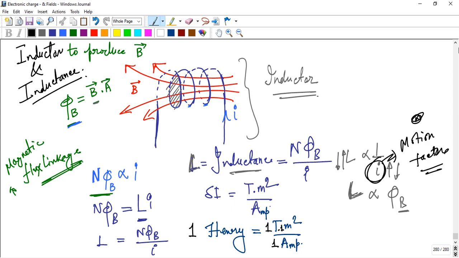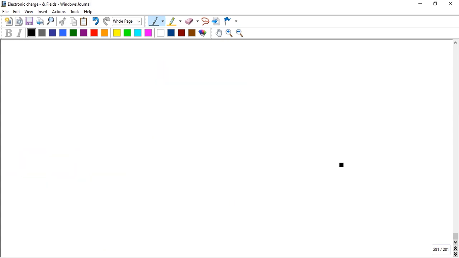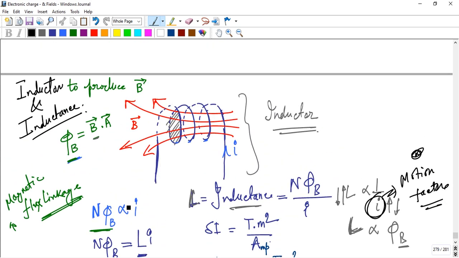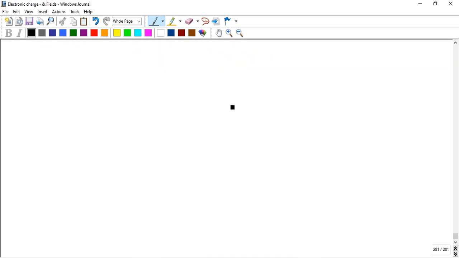Now, the inductance of a solenoid. Here we discuss that this is also called a coil or a solenoid. So we discuss the inductance of a solenoid. How to define that? Suppose there is a coil.